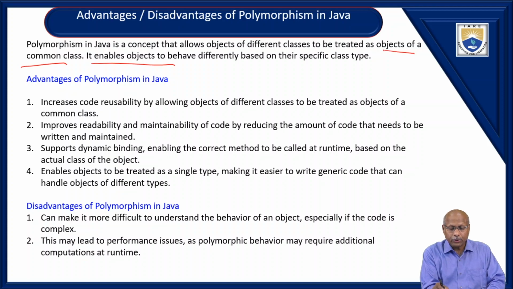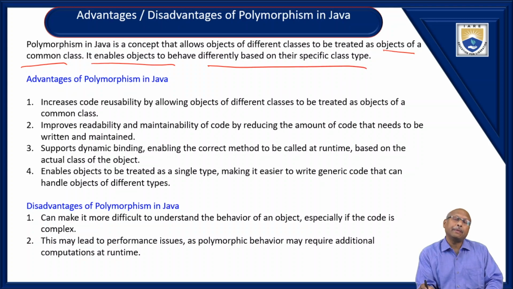It enables us to behave differently based upon specific type. So in this concept, it will allow you to write the same thing in different forms. One name with many forms is polymorphism. So what are the advantages and what are the disadvantages? You will see. First we will see the advantage points.